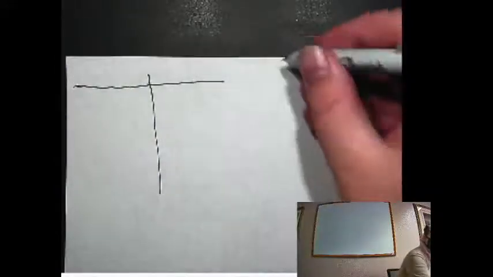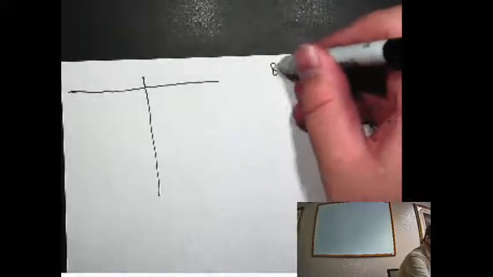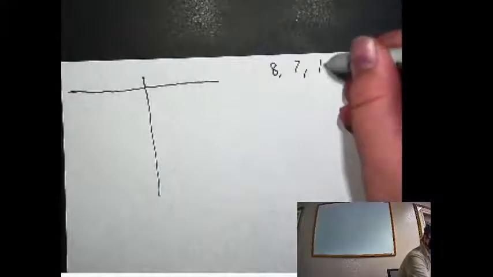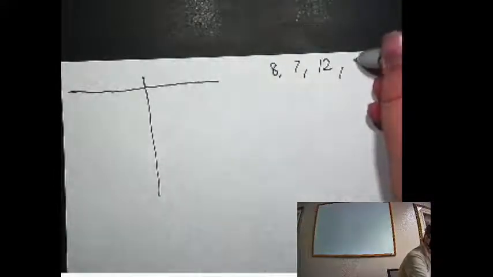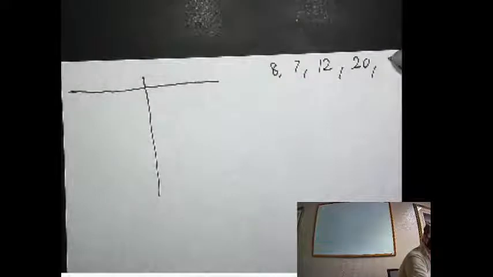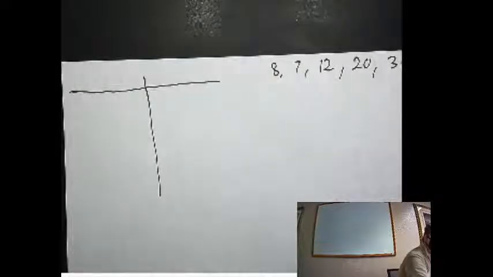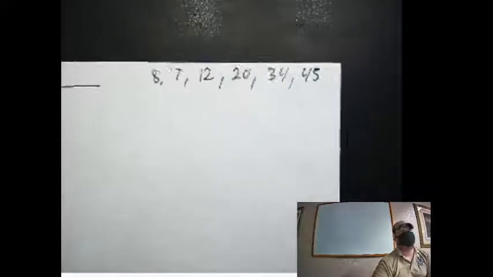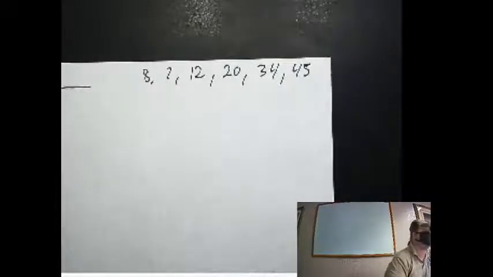Now, if our data looks something like, I don't know, 8, 7, 12, 20, 34, 45. If this is what our data looks like, we could make a class for each one of these, but each class would just have one data point in it. It wouldn't be very useful to us.